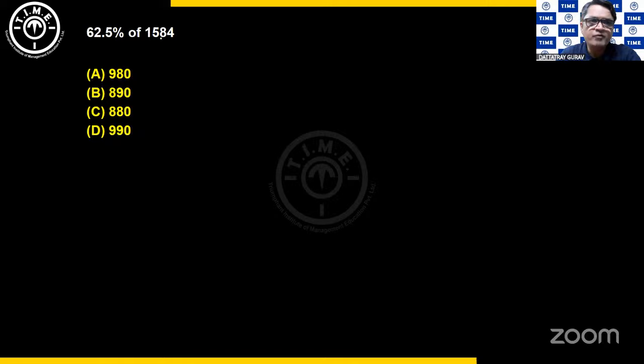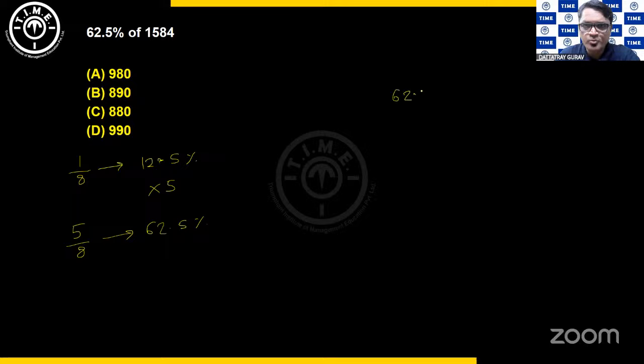Next one. 62.5% of 1584. Now what is 1 by 8? It is 12.5%. If I multiply by 5, I get 62.5, which is nothing but 5 by 8. So 62.5% means 5 by 8. Now the question becomes 5 by 8 into 1584.